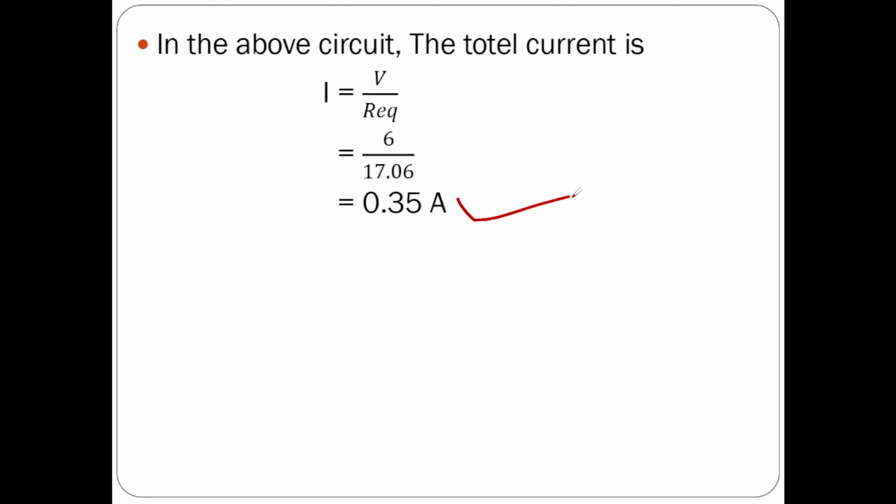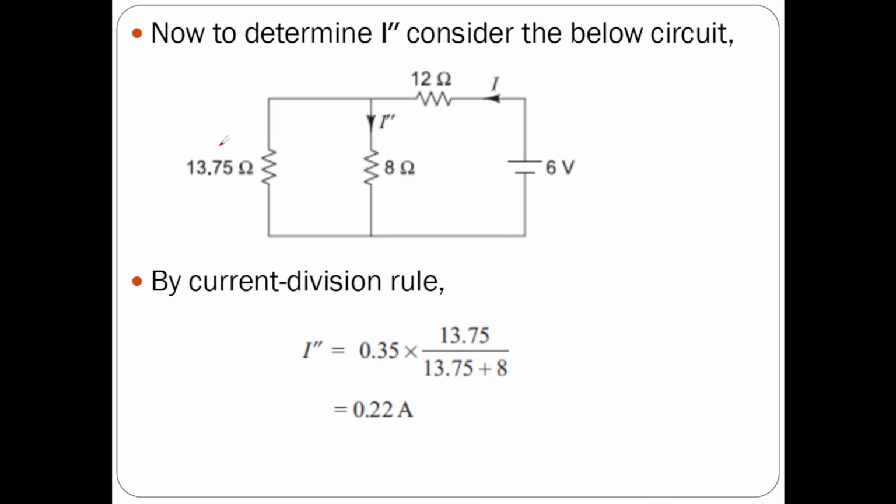Now let us go back to the previous circuit and determine I double dash. I double dash is the total current 0.35 into the opposite resistance 13.75 by 13.75 plus 8. Simplify it, you will get 0.22 amperes. This is our current in the 8 ohms resistor when only the 6 volts voltage source is present in the circuit.